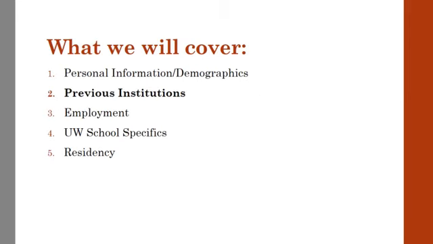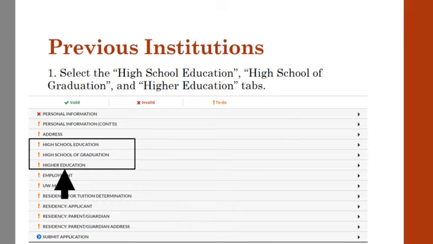Okay. Now that we've entered the personal information, let's move on and enter information regarding our previous and/or current institutions. To enter this information, click the High School Education, High School Graduation, and Higher Education tabs. Note that these tabs may look different or be absent for you if you obtained your GED or you were homeschooled.